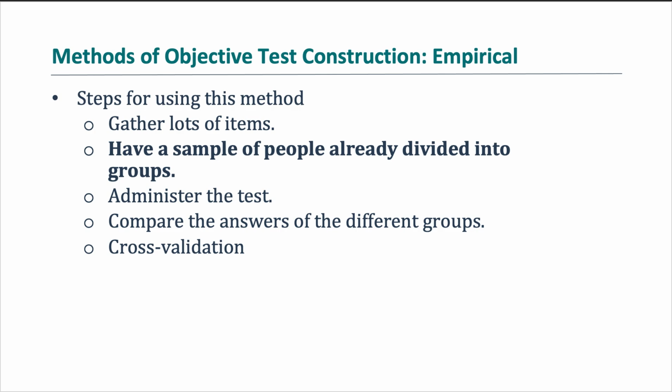Now, we can also do what's called the empirical method, which identifies items based on how people in pre-identified groups respond. The way this works is we gather a lot of items again, but we have a sample of people already divided into groups. We administer the test, and then we compare the different groups.